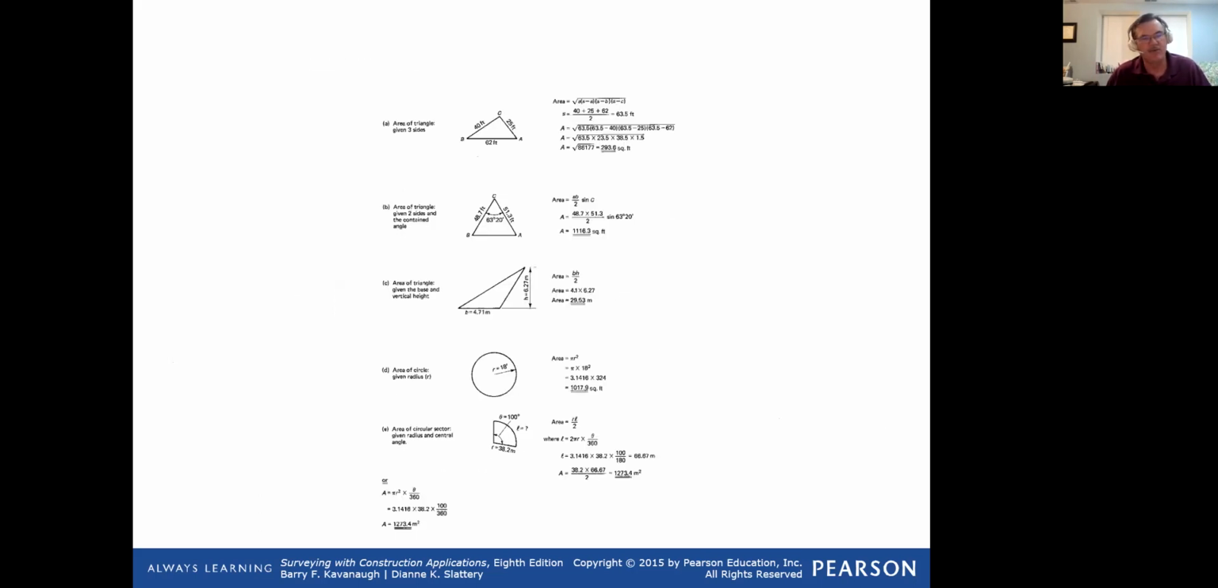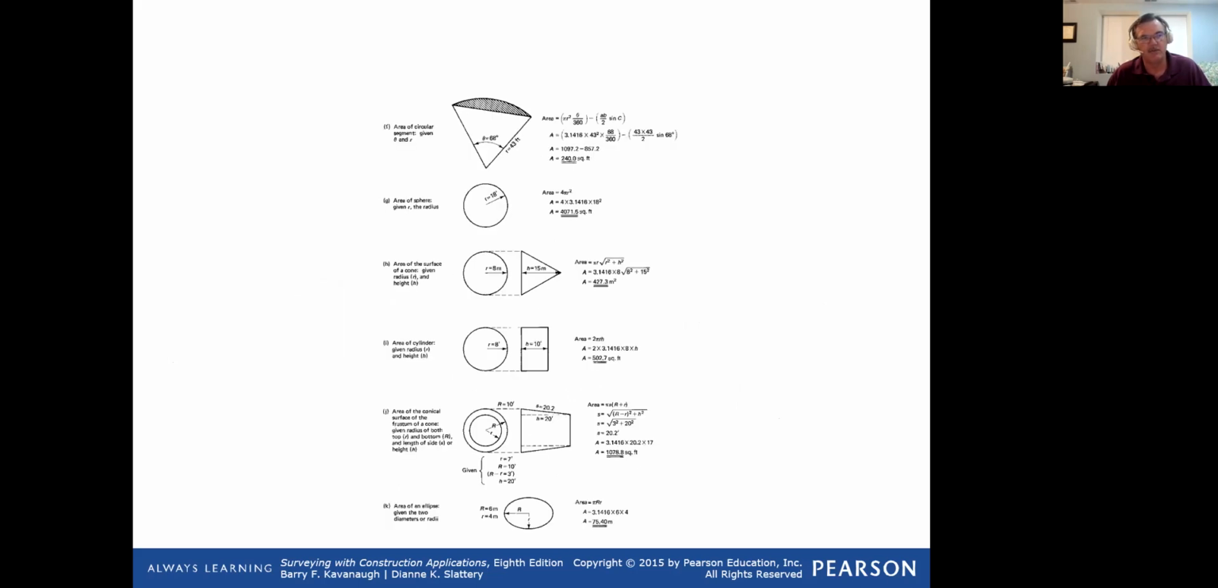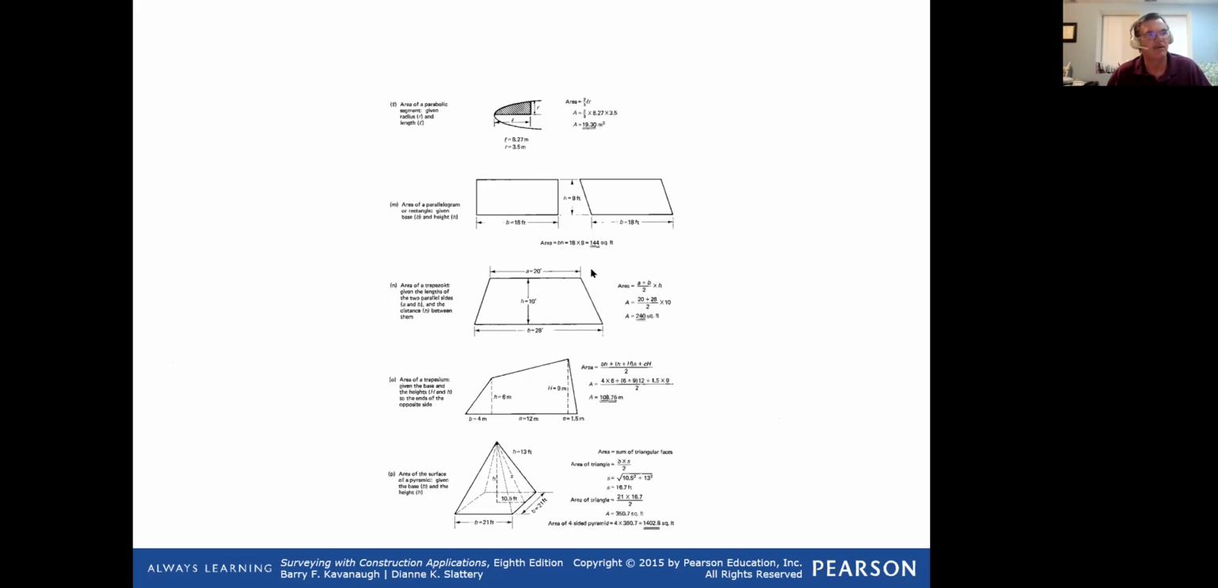I'm not going to go through all of these. There's a bunch of different formulas for various shapes that you could work with, but again, a lot of what you'll do would be utilizing a computer.